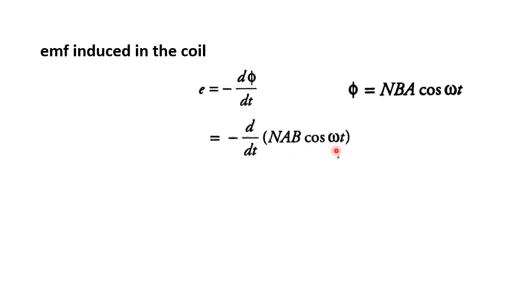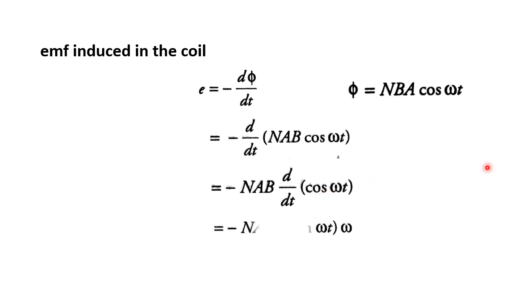So minus, as usual, N A B into d by dt of cos omega t. The differentiation of cos omega t becomes minus sin omega t, and omega t differentiates to omega, because we are differentiating with respect to time. So minus and minus get cancelled in the multiplication, and the final expression will be N A B omega into sin omega t.